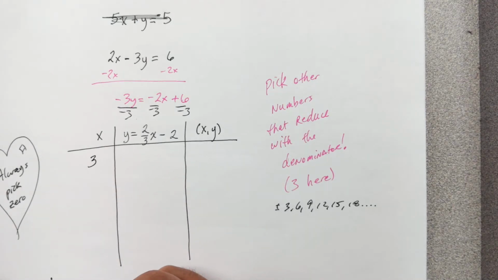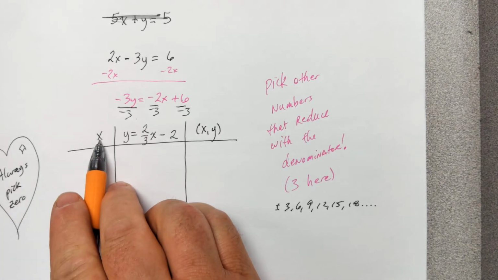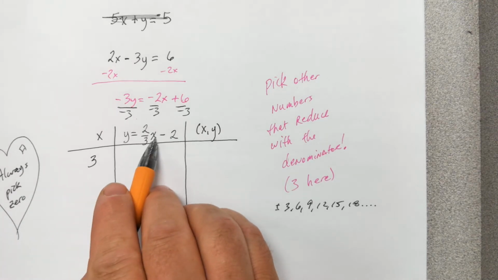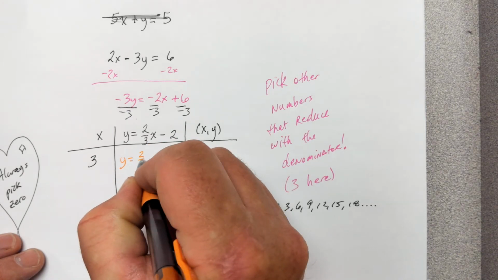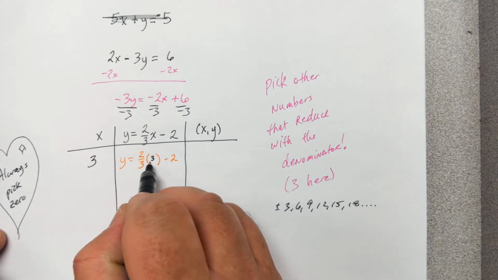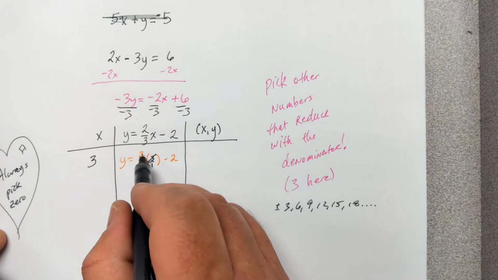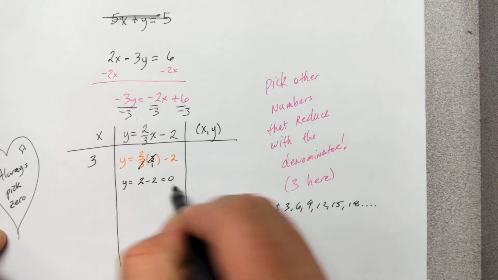Ready? Now, be careful right here, Evelyn. When we're saying x is equal to 3, that's what we're saying right here. Well, you see this x? It's not there anymore. There's going to be 3. So we're going to have y equals 2/3, and then parentheses, 3 minus 2. Now that's really 3 over 1, right? 3 goes into 3 one time. That's 2 times 1. 2 minus 2 is 0.